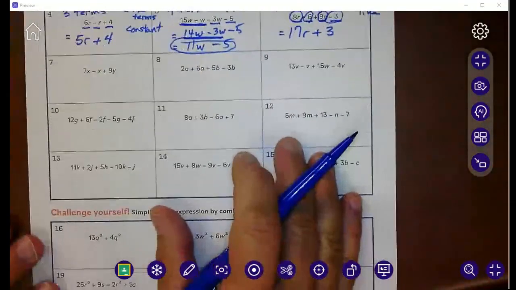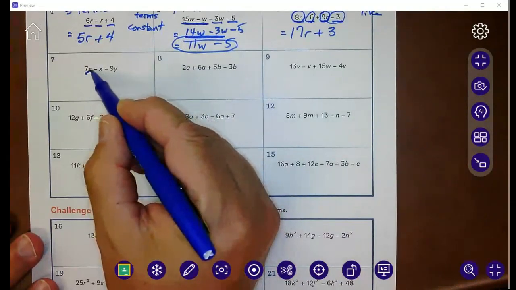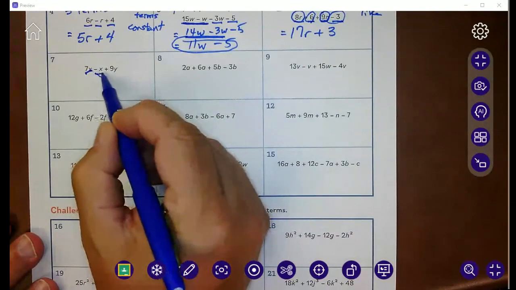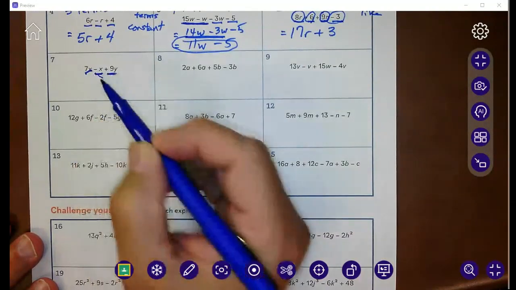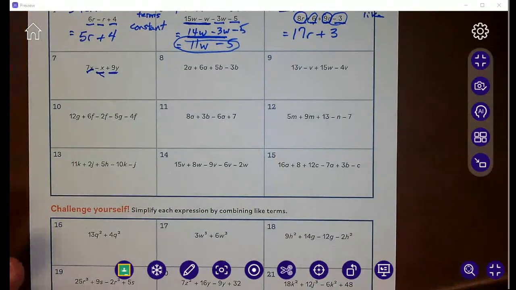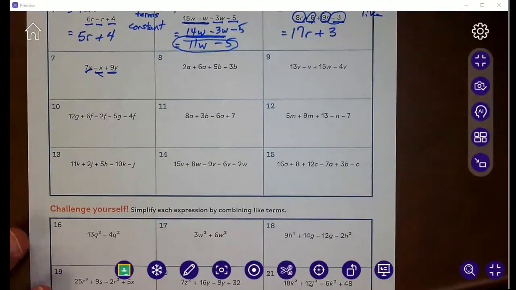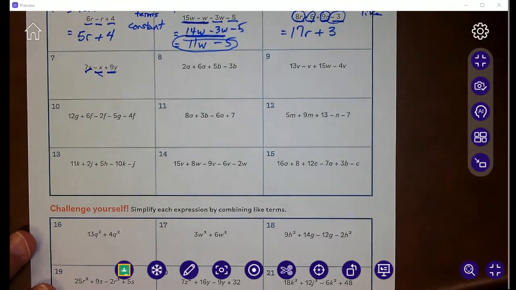All right, let's look at number 7. On number 7, we have a 7x, a -1x, and a 9y. 7x, -1x, and 9y. Miss Paget, what is one set of like terms? We have 3 terms. I want to know what is a set of like terms. 7x, and careful.